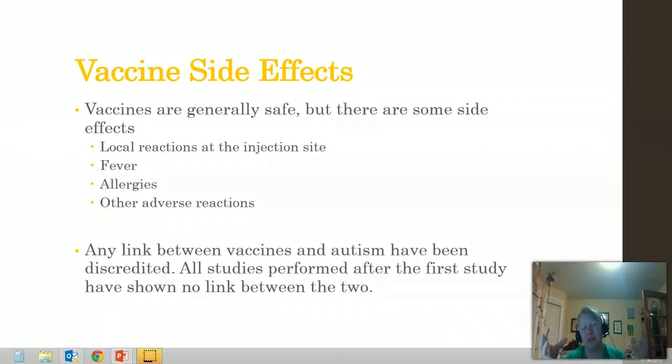A big thing we always hear about with side effects is autism. There is no link between vaccines and autism, and if you have any questions about this, I've posted some extra material for you in Blackboard, because this is not really the time or place to get into the argument and talk about the facts and figures of these links, but I do want you to be aware of that. We have disproven any link between vaccines and autism, so make sure you understand that the two are not related at all.